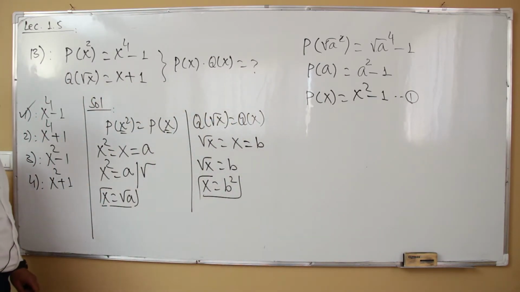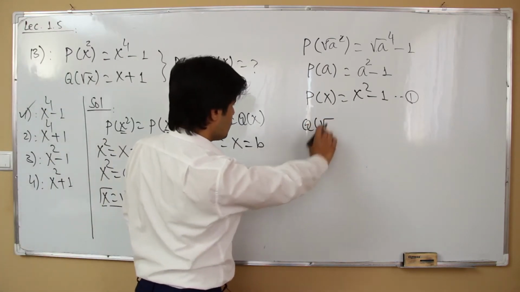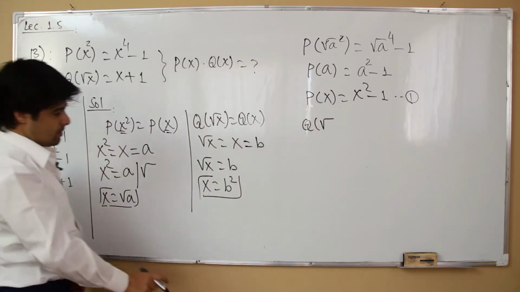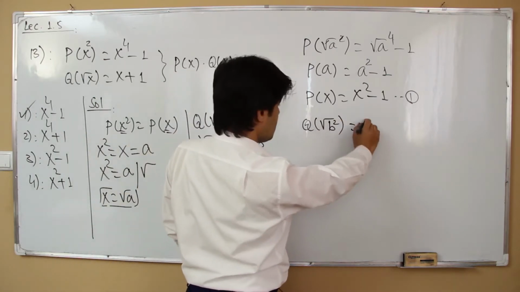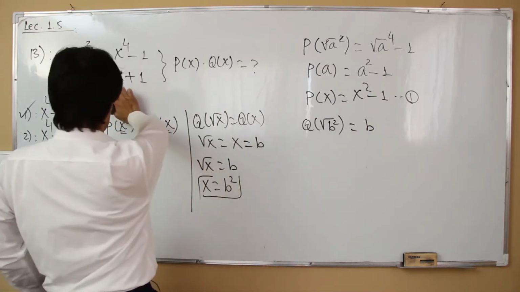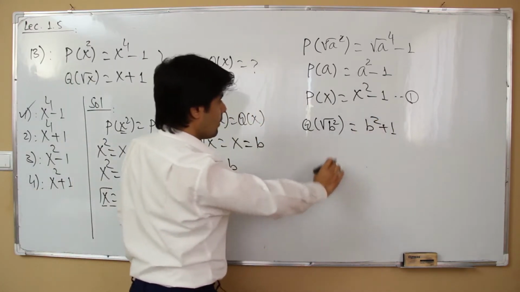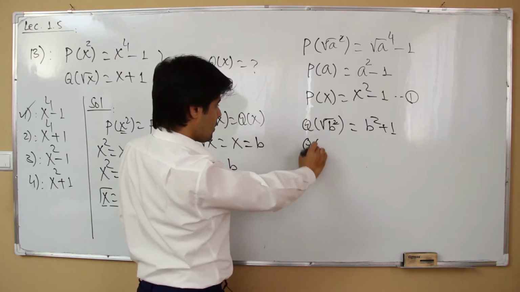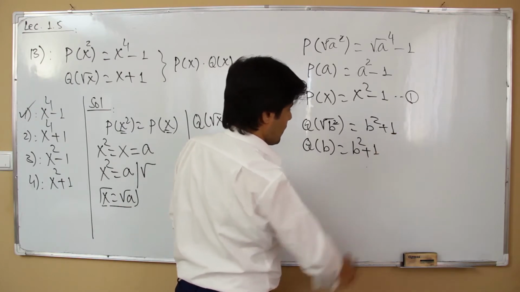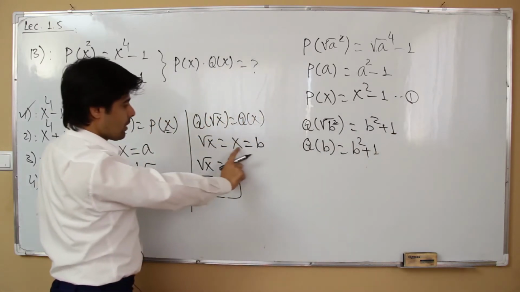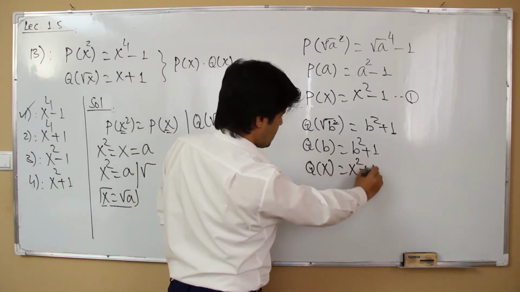Now q(√x): instead of x, you have to write b², is equal to b, instead of x, b² plus 1. Now we can cancel this one. q(b) is b² plus 1. Now this is not b, it is x. So q(x) is x² plus 1.